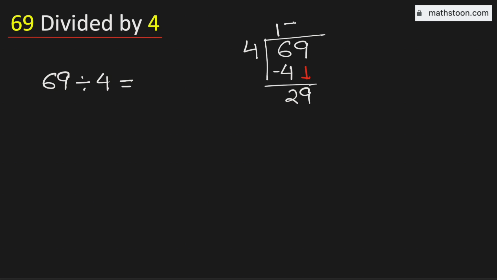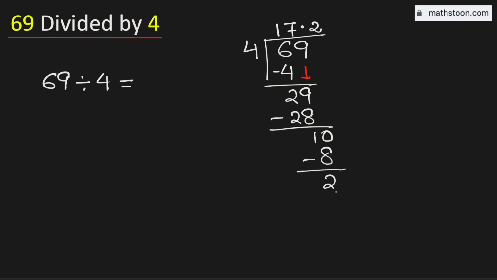Now 4 times 7 is 28. Subtract, we get 1. Now 1 is less than 4, but we have no number to bring down here. So we will borrow 10, and for that we need to put a decimal here. Now 4 times 2 is 8.